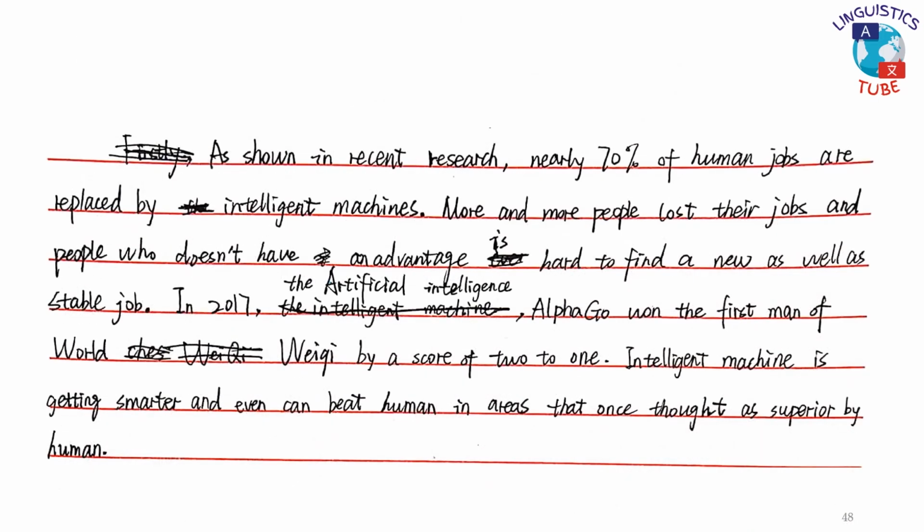As shown in recent research, nearly 70% of human jobs are replaced by intelligent machines. More and more people lost their jobs, and people who doesn't have an advantage is hard to find a new as well as stable job. In 2017, the artificial intelligence AlphaGo won the first man of world Wei Qi by a score of 2-1. Intelligent machine is getting smarter and can even beat human in areas that once thought as superior by human.